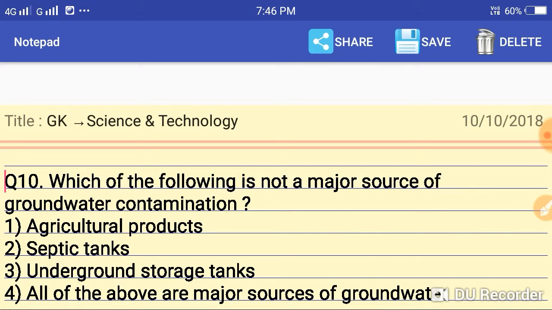Question number 10. Which of the following is not a major source of groundwater contamination? Right answer option 4, all of the above are major sources of groundwater contamination. Means agricultural products, septic tanks and underground storage tanks are also major sources of groundwater contamination.